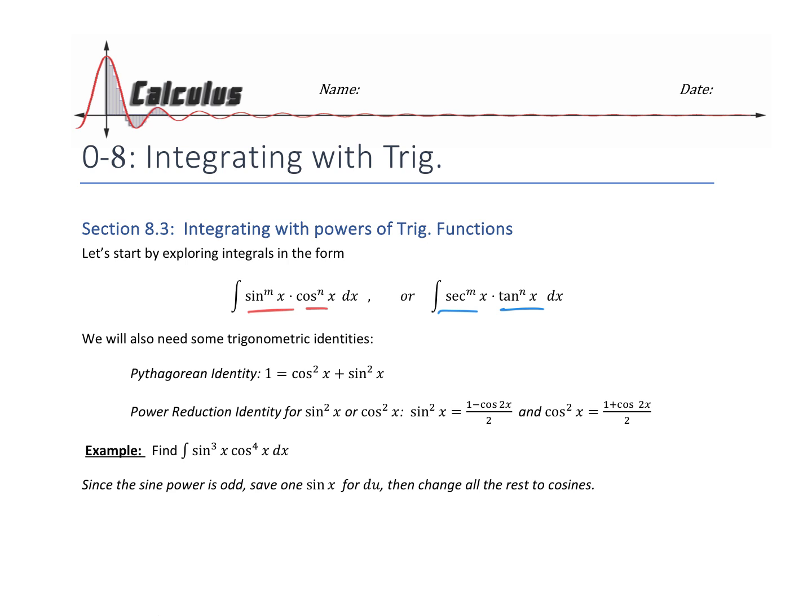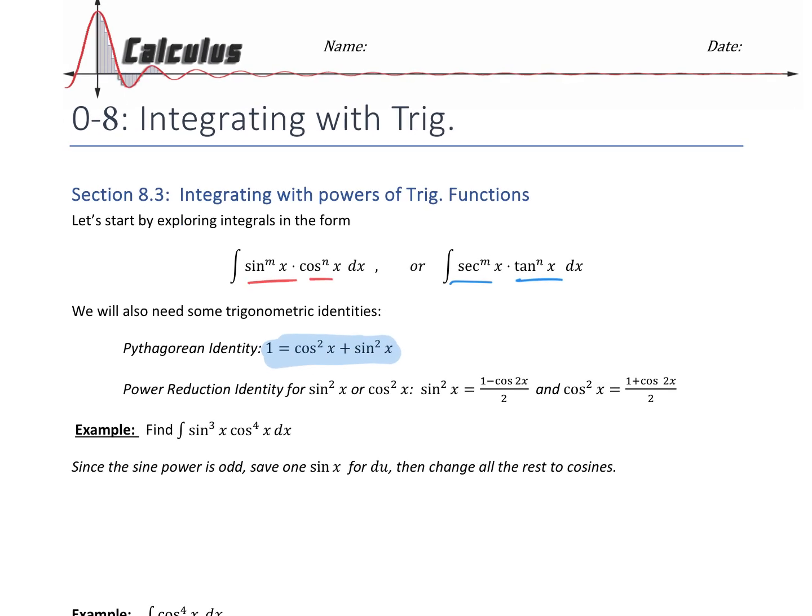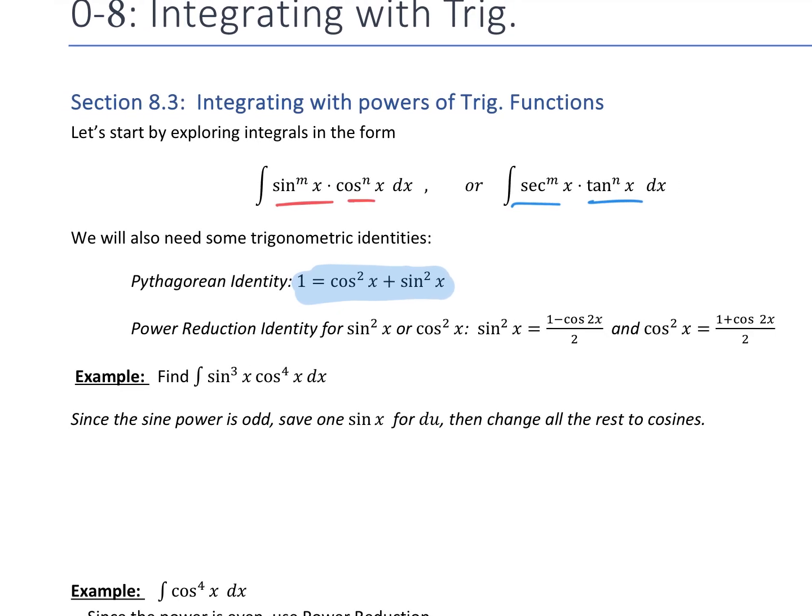A couple of useful tools that we'll use. We've got the good old Pythagorean identity, 1 equals cosine squared plus sine squared. There are different versions of that, but they all come from this. We can divide by cosine, and we get an identity involving tangent. We could divide by sine, and we get an identity involving cotangent.